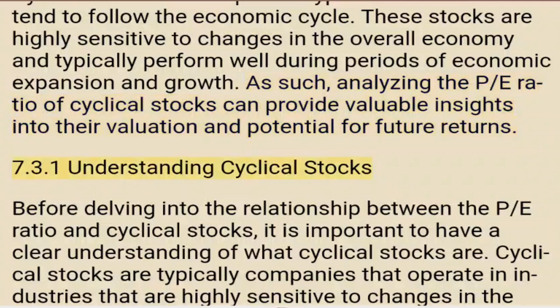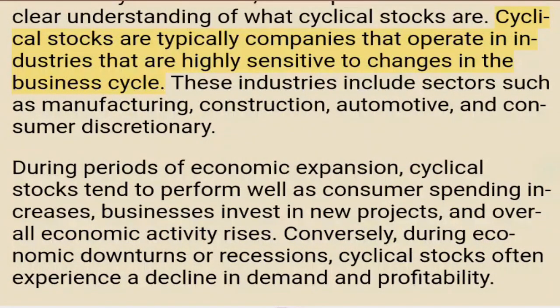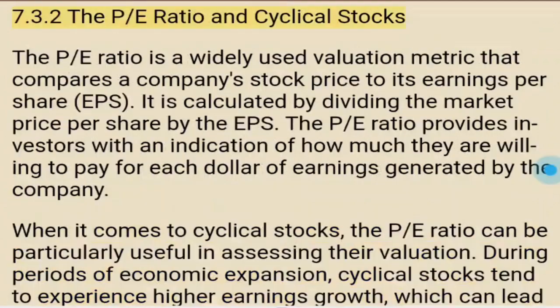7.3.1 Understanding cyclical stocks. Before delving into the relationship between the P/E ratio and cyclical stocks, it is important to have a clear understanding of what cyclical stocks are. Cyclical stocks are typically companies that operate in industries that are highly sensitive to changes in the business cycle. These industries include sectors such as manufacturing, construction, automotive, and consumer discretionary. During periods of economic expansion, cyclical stocks tend to perform well as consumer spending increases, businesses invest in new projects, and overall economic activity rises. Conversely, during economic downturns or recessions, cyclical stocks often experience a decline in demand and profitability.